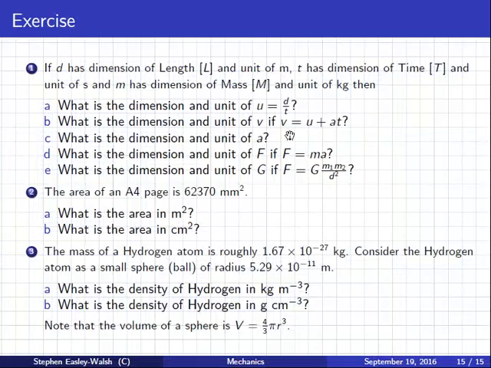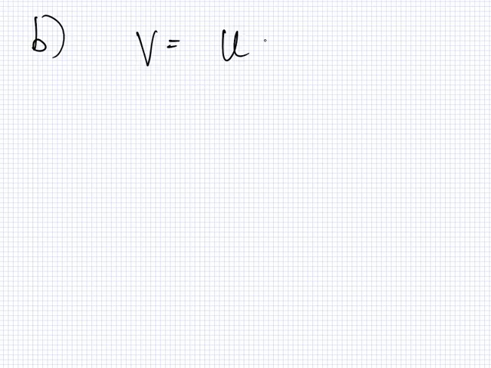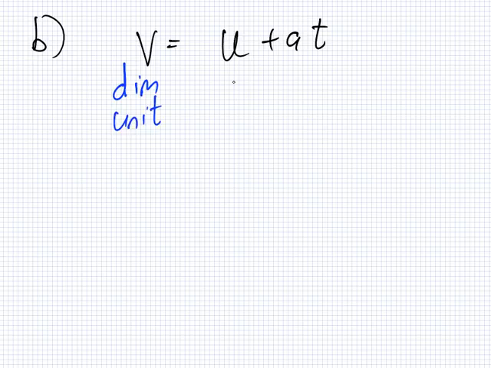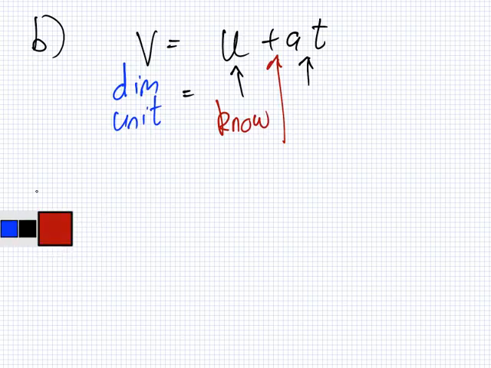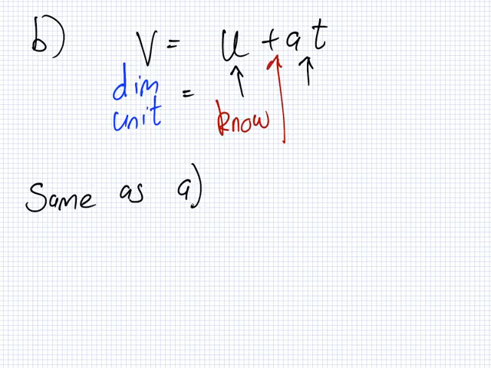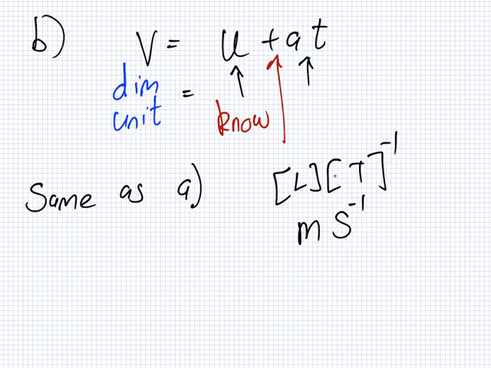B now. I said V equals U plus AT. Now this is a little bit of a trick. Whatever the dimension is here and whatever the unit is here, that must be the same as this one and this one because we're adding them, so they have to be the same. And actually, you know this one. So in fact, the answer is the same as A. It's length per time, and the unit is meters per second.